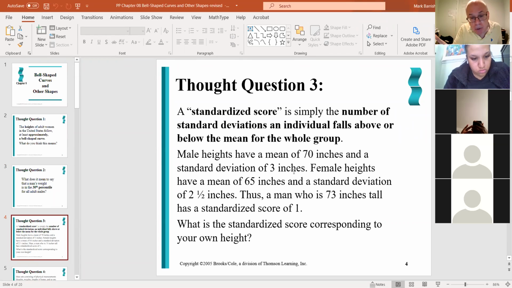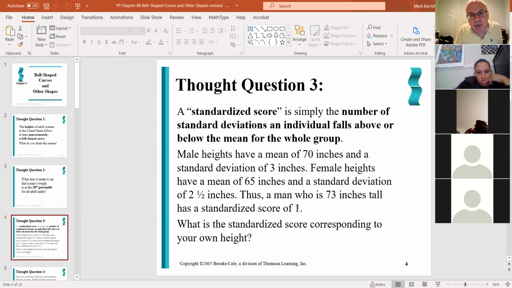With weight or height, it's the same thing. So for example, male heights have a mean of 70 inches. Okay, let's assume that's true. And a standard deviation of 3 inches. Now remember, the standard deviation is an average spread of the heights in this case, so the average spread between two heights is about 3 inches. That's what it's saying. Now, suppose female heights have a mean of 65 inches and a standard deviation of 2.5 inches. Suppose you have a man that's actually 73 inches tall.